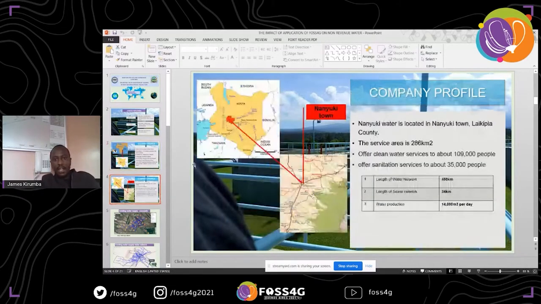Our company profile: Nanyuki Water and Sewerage Company is located in a town called Nanyuki, and that town is in Laikipia County. The company service area is about 286 square kilometers. We offer water services to about 109,000 people, as well as sanitation services to about 35,000 people. The length of the water network that has been mapped is around 450 kilometers, and the length of the sewer network is 34 kilometers. Our water production is at 14,000 cubic meters per day.